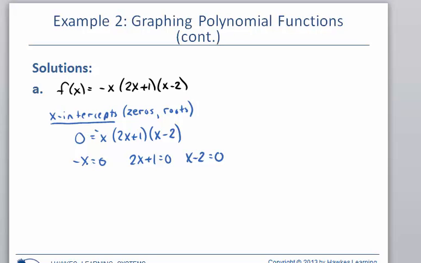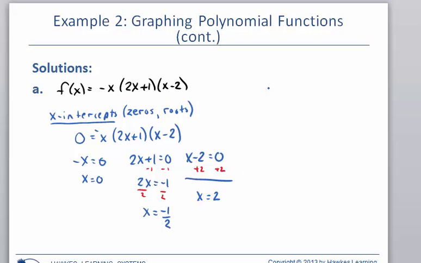The only way that negative x can equal 0 is if x is equal to 0. On this one, we're going to solve for x. So 2x plus 1 equals 0. We're going to subtract 1 from both sides, which gives me 2x is equal to negative 1. Then we'll divide both sides by 2. And so x is equal to negative 1/2. And then for our third one, x minus 2 is equal to 0. We'll add 2 to both sides, giving me x is equal to 2.